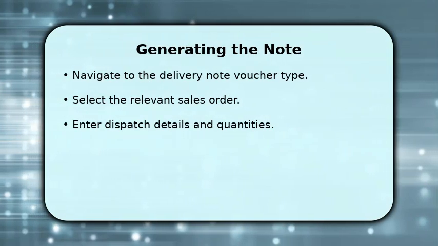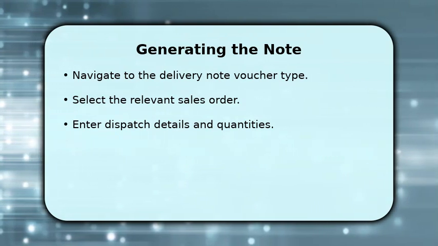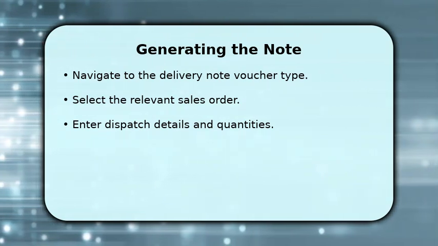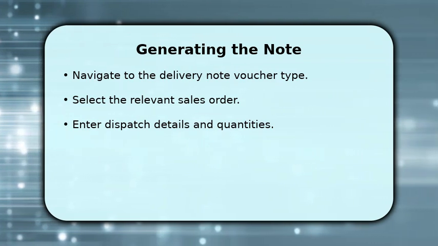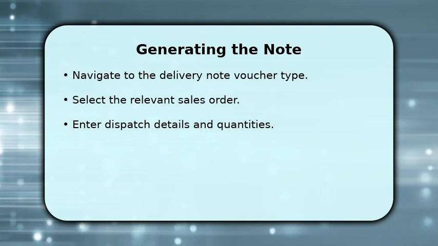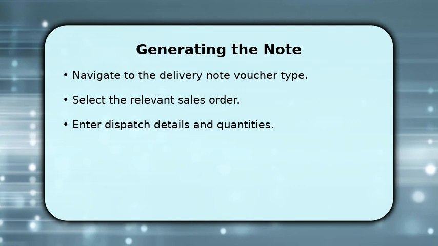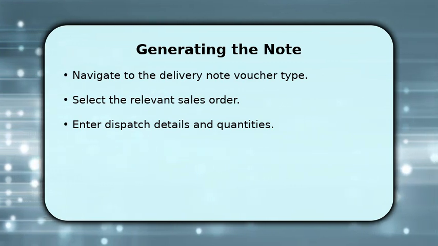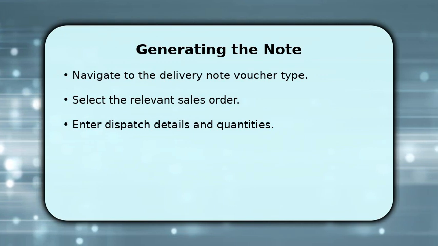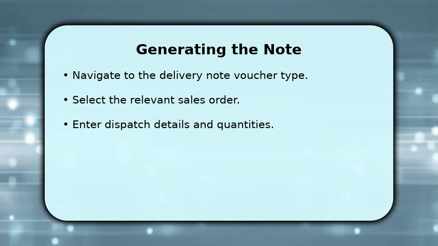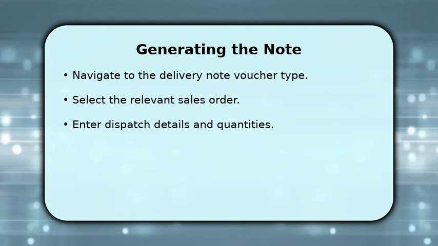Next, from the gateway of Tally, go to Vouchers and select Delivery Note from the Other Vouchers menu. Choose the sales order you previously created. Tally Prime will automatically populate many details. Carefully enter the dispatch information, including the quantity of items being sent, ensuring it matches your physical dispatch.